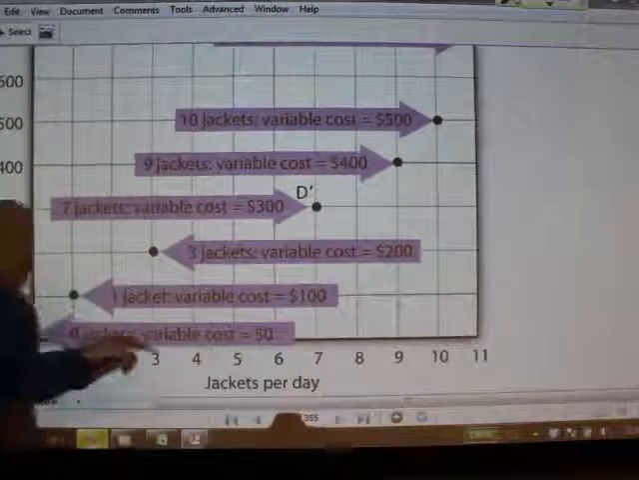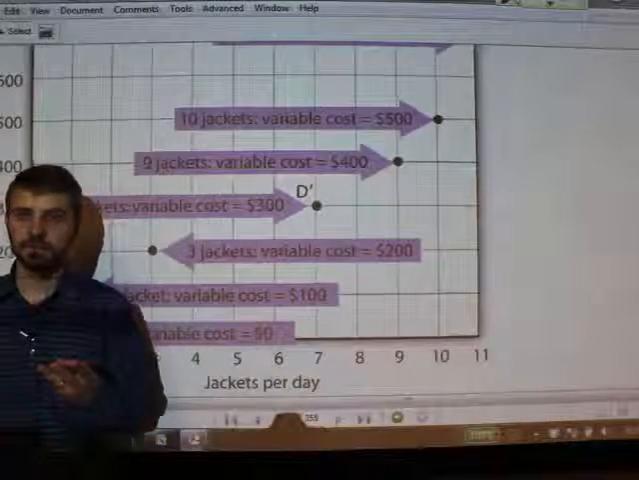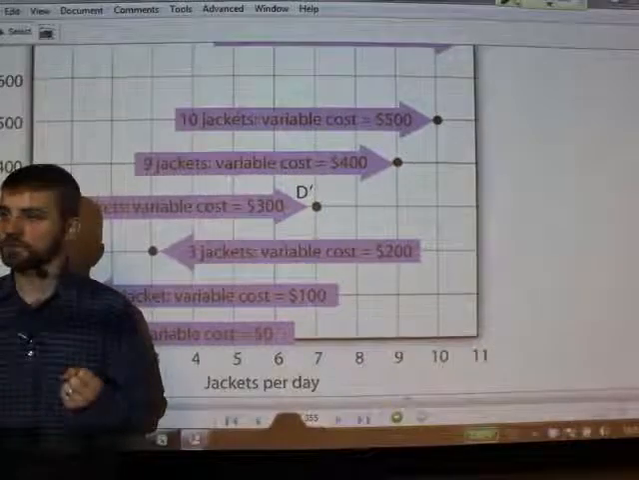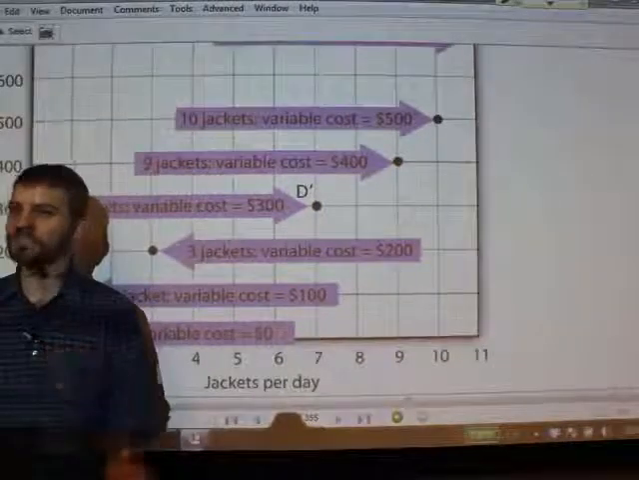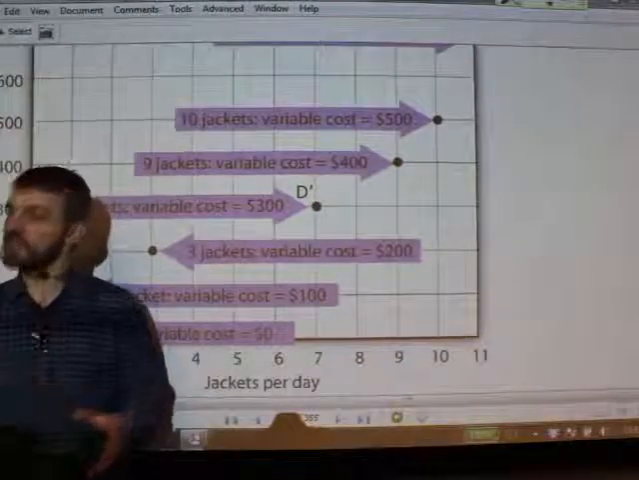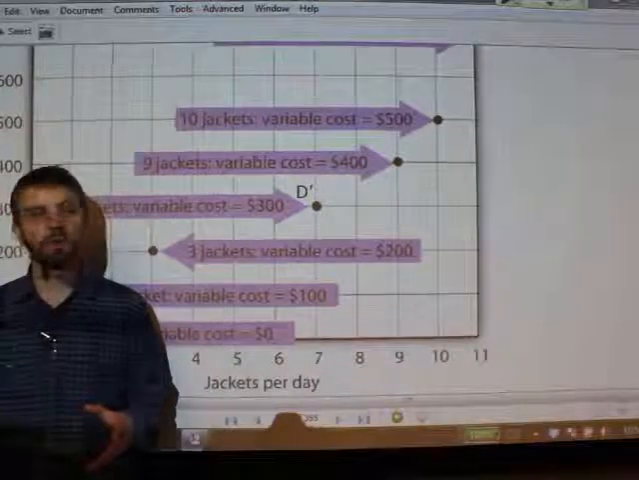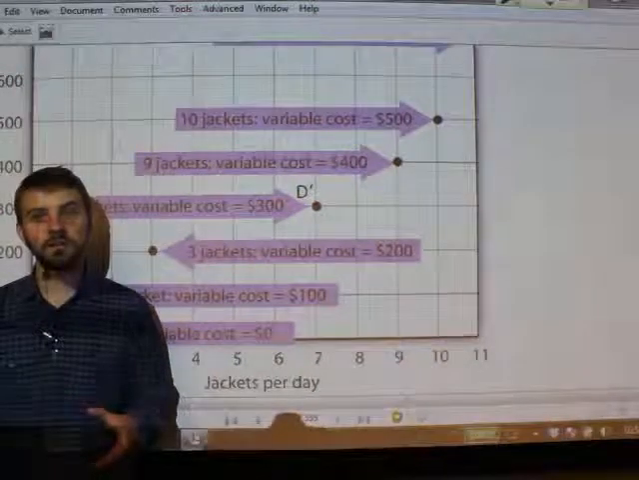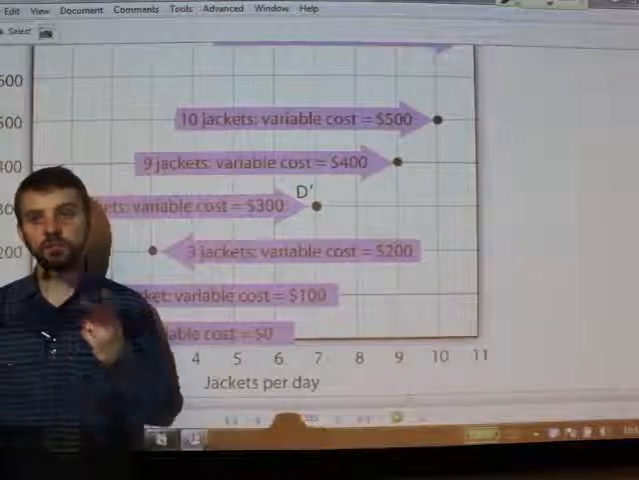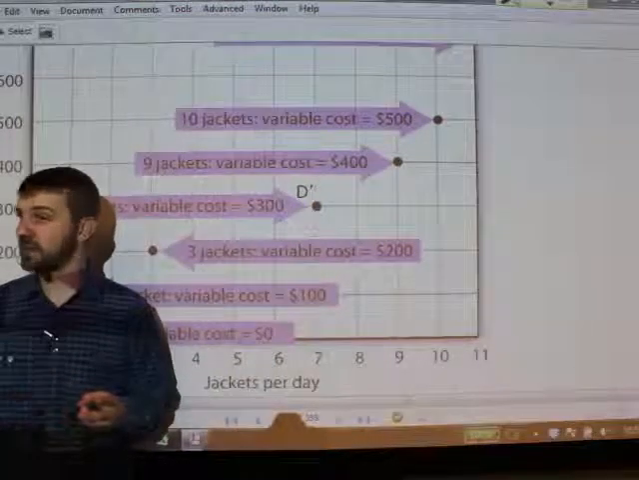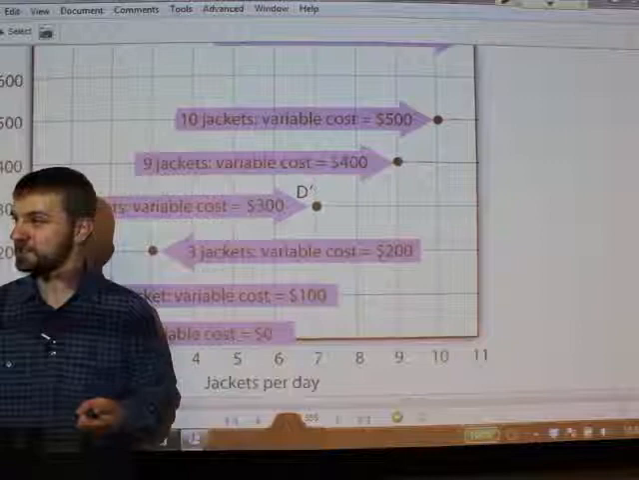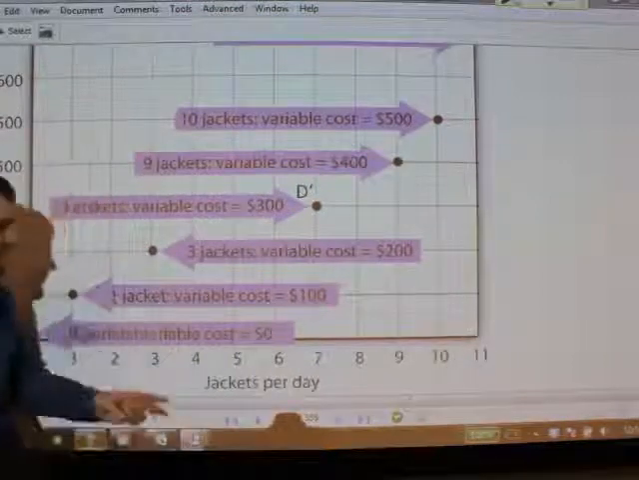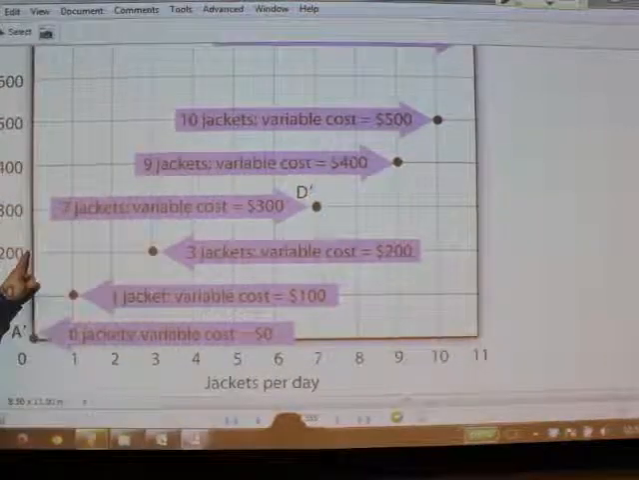Now, what if we want to produce 3 jackets? We need to hire how many workers? 2 workers. Right? We hire a second worker, now all of a sudden we can produce 3 jackets. And so what will our total variable costs be for hiring 2 workers? $200. Assume we can hire as many workers as we want for $100 each. So the total cost is $200 if we want to produce 3.